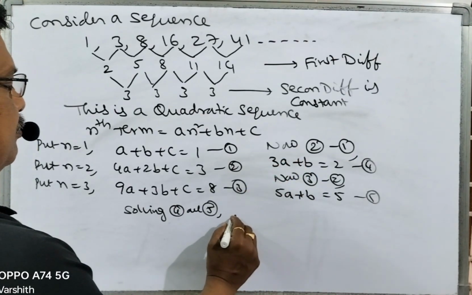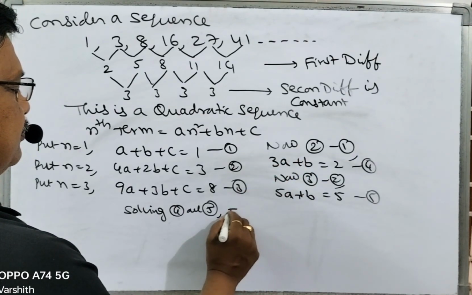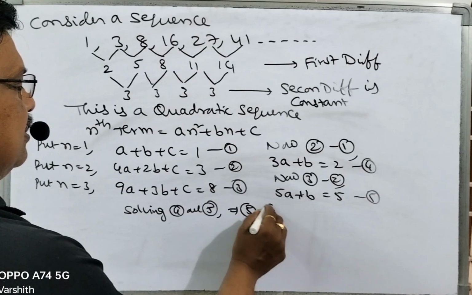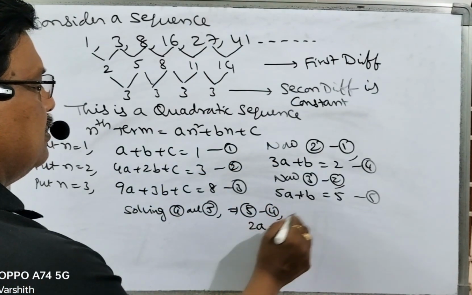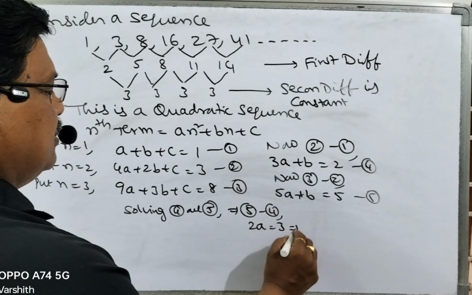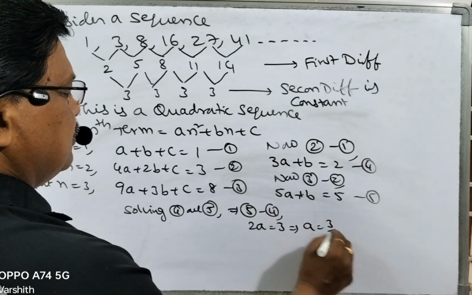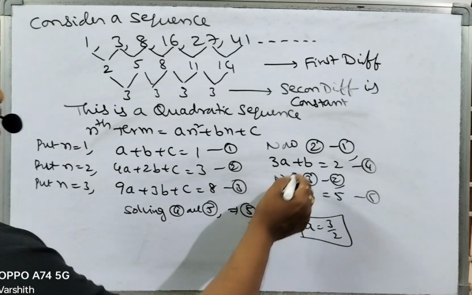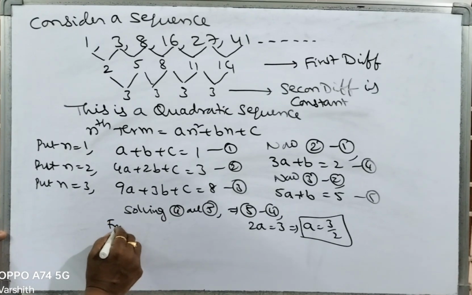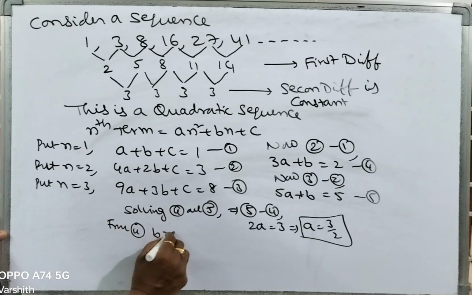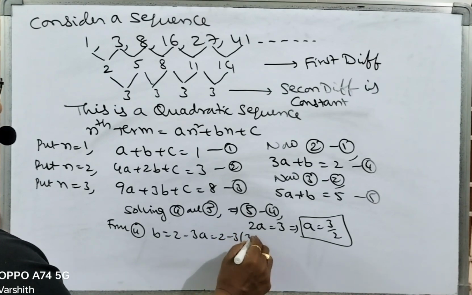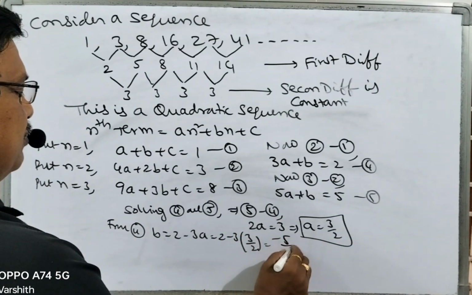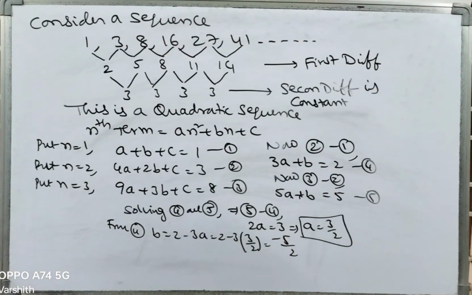So solving the fourth and fifth equations, that means fifth equation minus fourth equation: 5a minus 3a, 2a is equal to 5 minus 2, 3, which implies a is equal to 3 by 2. Once we got the a value, from the fourth equation we can find the b value. B is equal to 2 minus 3a, 2 minus 3 of 3 by 2, which is nothing but minus 5 by 2. 2 into 2, 4 minus 9, minus 5 by 2.